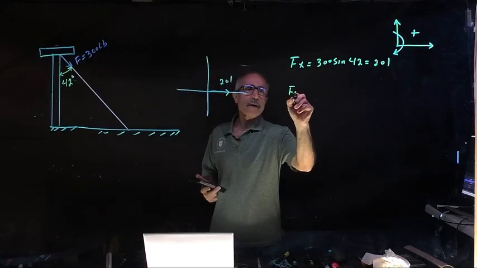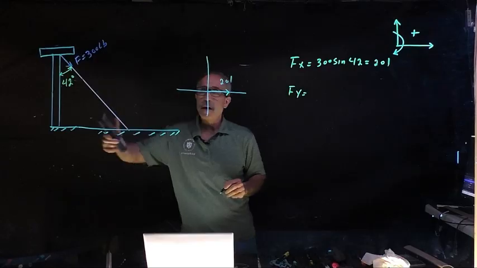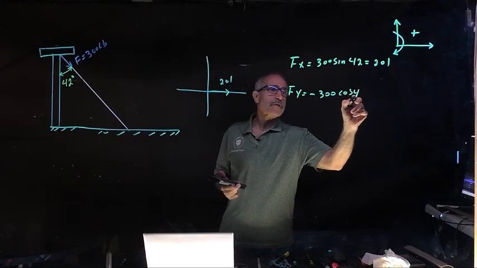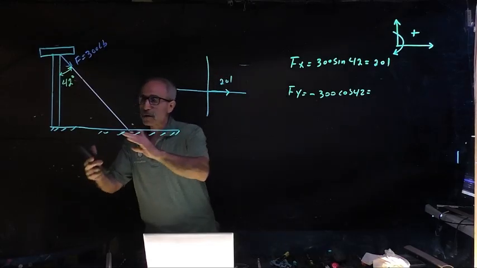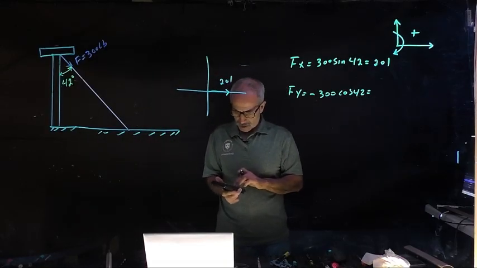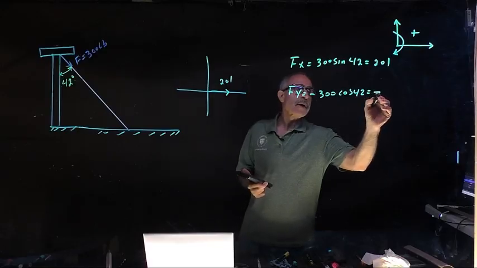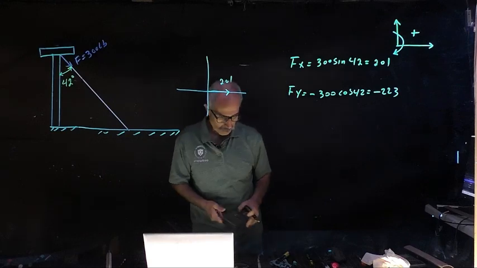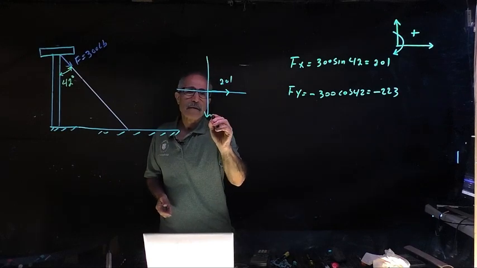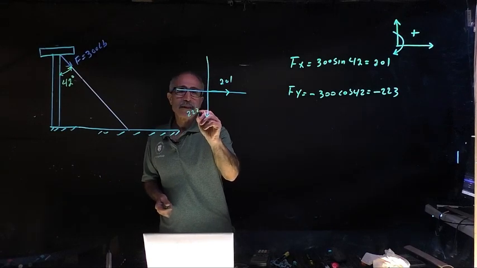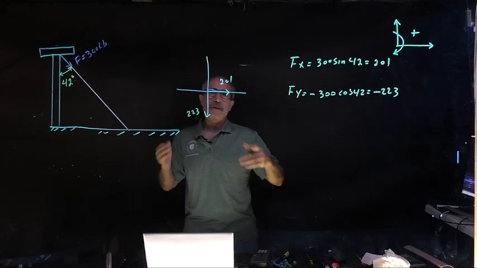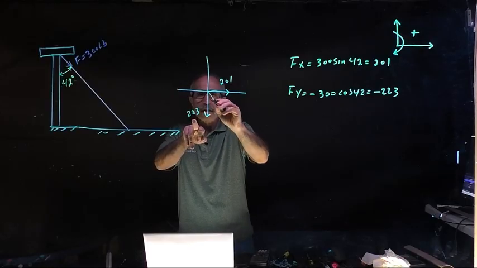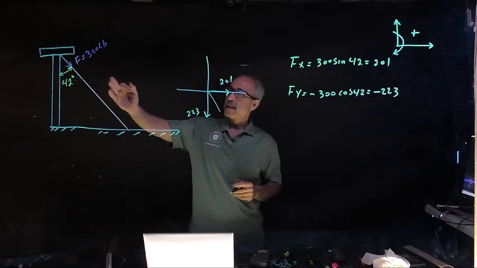And Fy, again, it's coming down, it's negative, so minus 300 cosine 42. Again, if you close the gap, it's a cosine. And that's equal to minus 223. So basically what I have here is minus 223. And if this were just like the previous problem, where you just gave me this and this, the resulting force would be just like that, coming down like that. And we can go backward and calculate that.